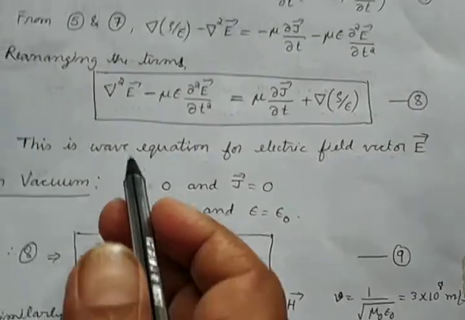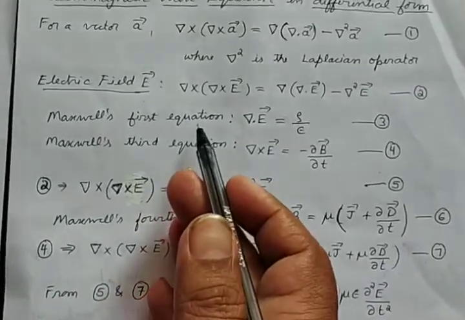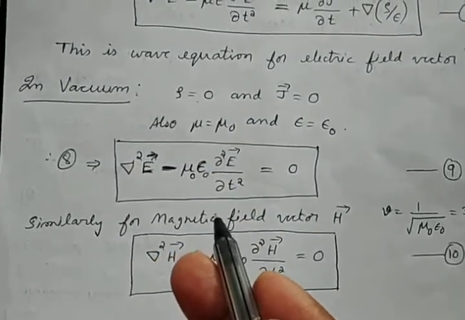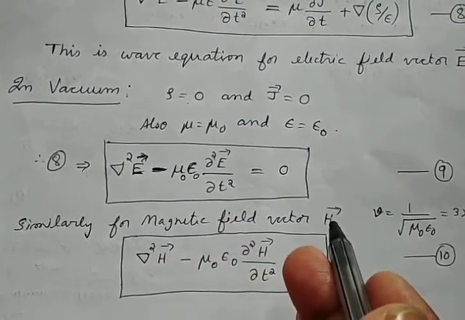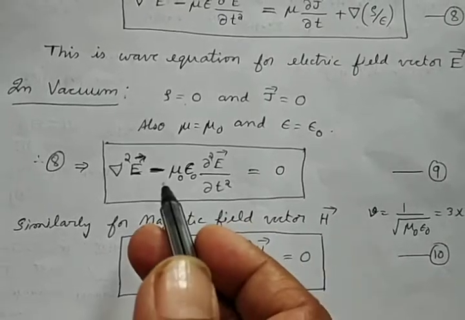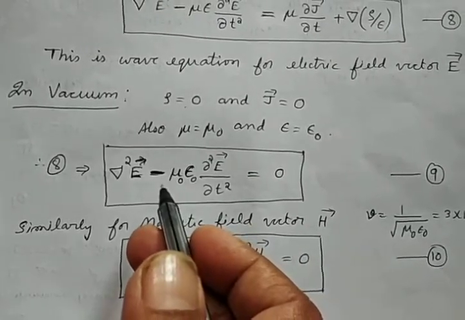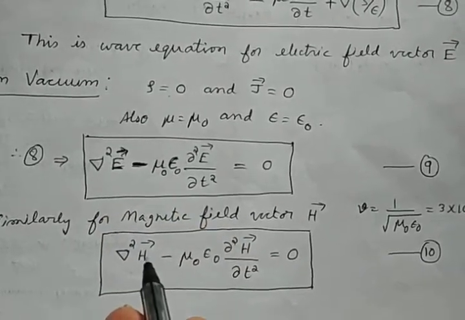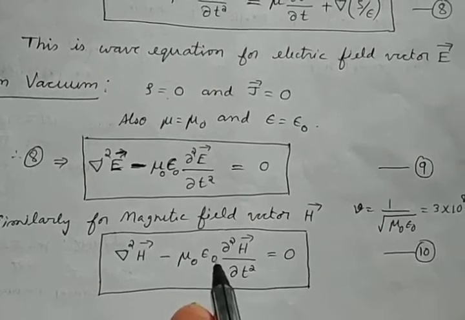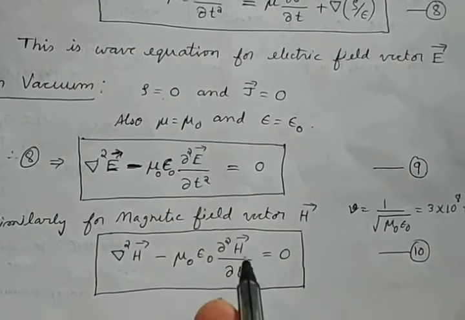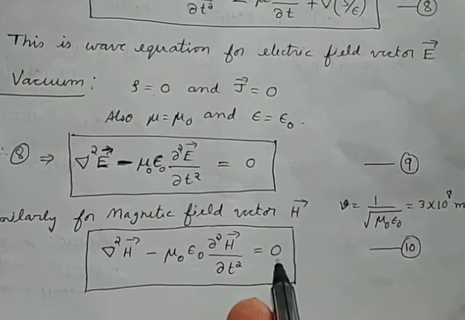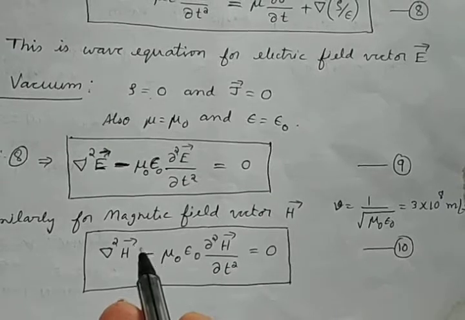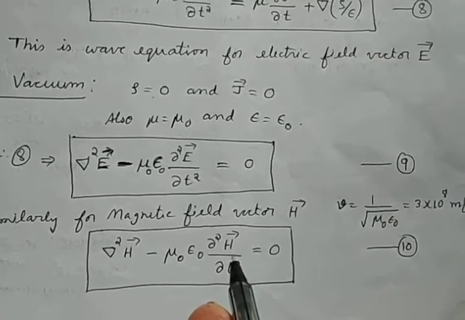Now whatever we have done for the electric field vector, the same can be repeated for the magnetic field vector B bar or H bar. When we do that, we get a similar equation to the one we got for the electric field vector. So we get del square H bar minus mu naught epsilon naught dou square H bar by dou t square is equal to 0. This is the wave equation for the magnetic field vector H bar.